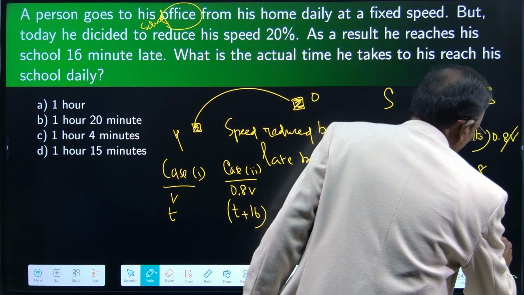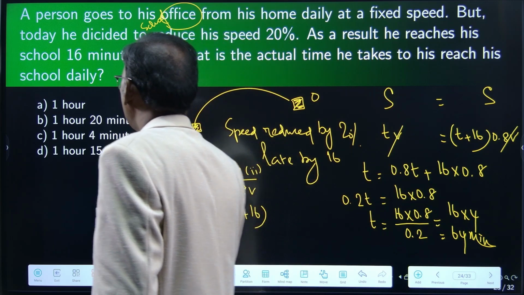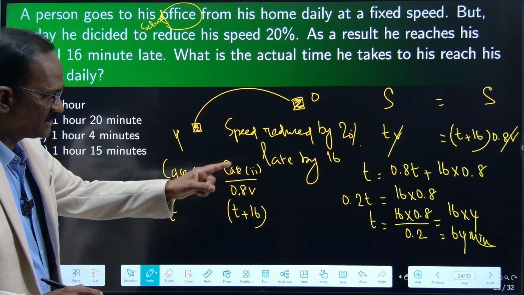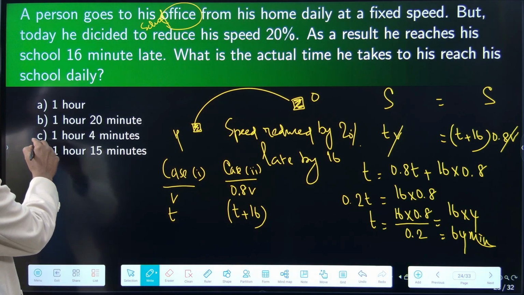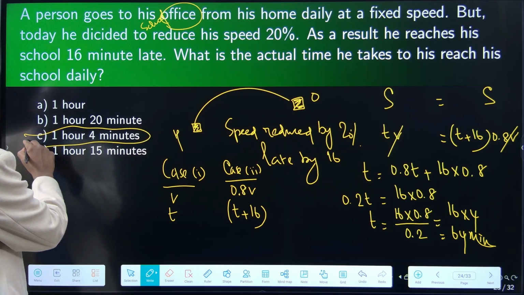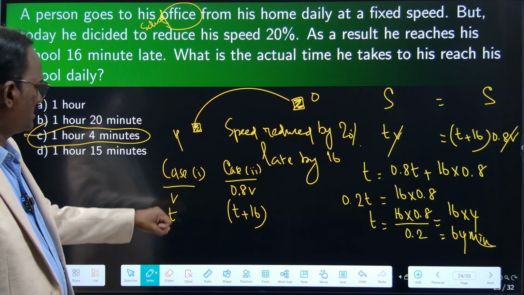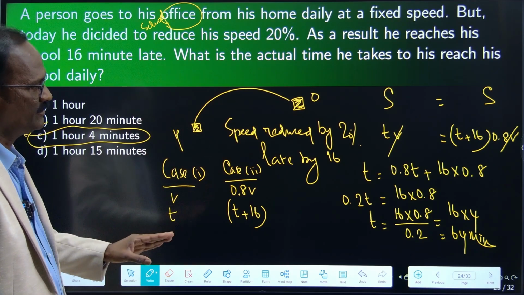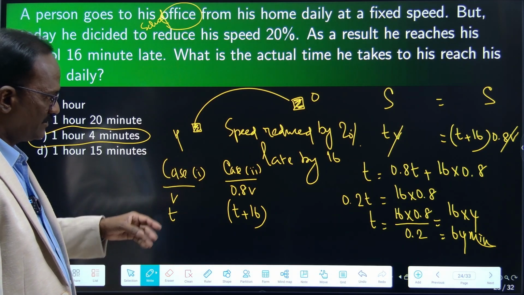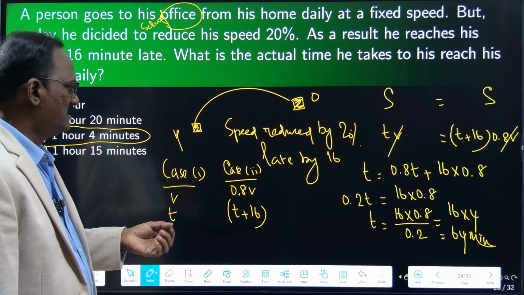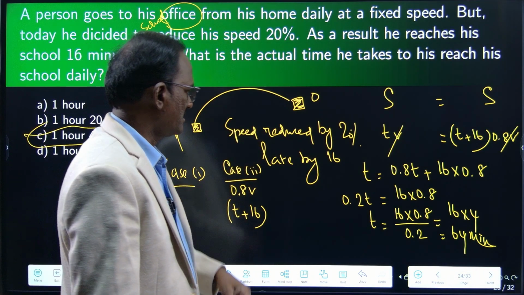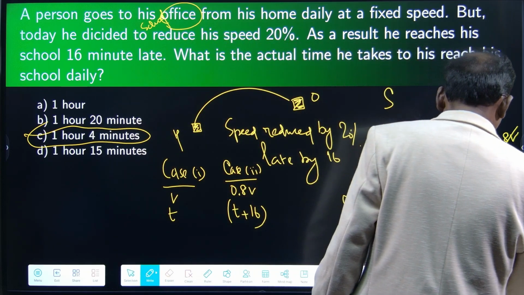The answer is given in terms of hours. So 64 minutes is equal to 1 hour 4 minutes, right? Case 1, this is the regular time. 64 minutes he is taking regularly, but on that particular day it is coming more by 16 minutes because he is reducing his speed.